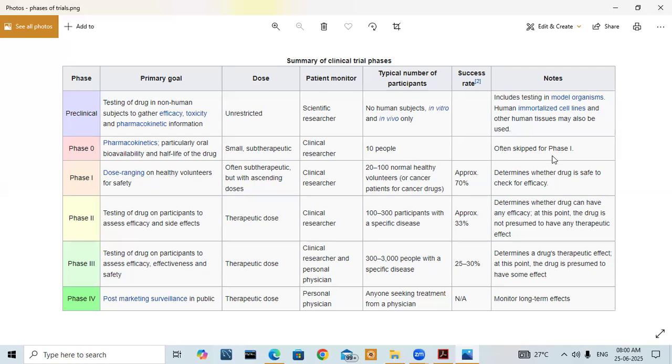Understood? And this phase is not important. Phase 0, as I told you before also, is usually not done. The phases start from phase 1, phase 2, phase 3, phase 4. Phase 0 doesn't exist for most of the studies. For most of the studies, there is no phase 0. Clear? Now coming to phase 1.